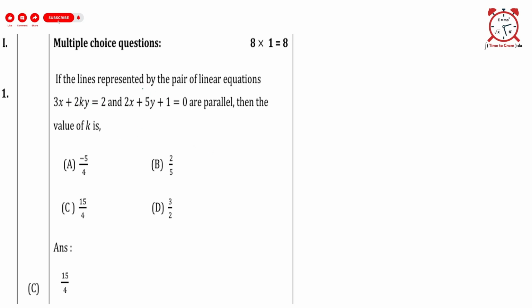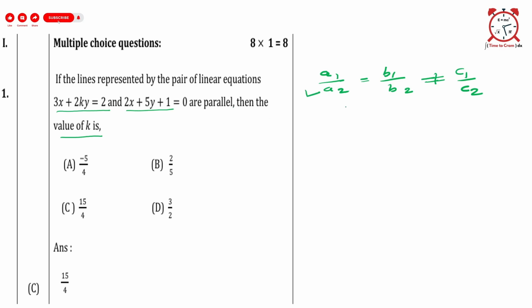If the lines represented by the pair of linear equations 3x plus 2ky equals 2 and 2x plus 5y plus 1 equals 0 are parallel, then the value of k is dash. We know that if the lines are parallel, then they satisfy their coefficient condition in this way: a1 upon a2 is equal to b1 upon b2 is not equal to c1 upon c2. So here we need these first two ratios.